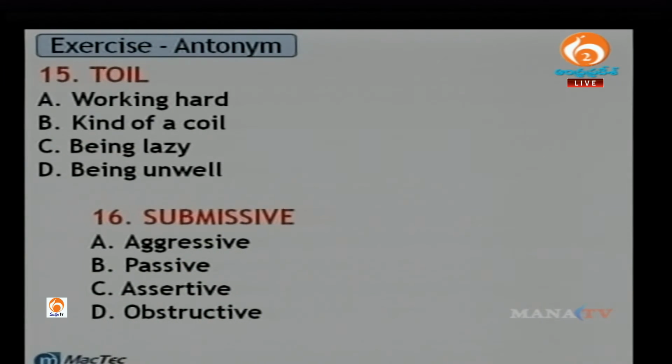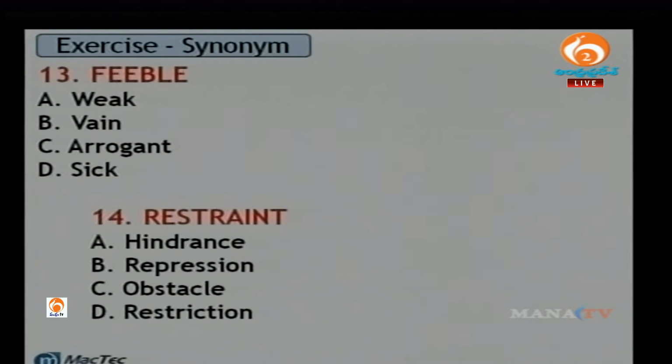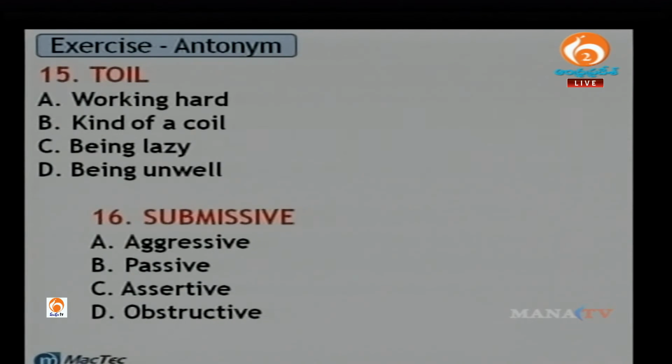All right. Moving on to question number 15, toil. Here you need to find the antonym. Earlier one we looked at the synonyms, similar words. Here we are looking at antonym. Antonym means opposite words. Toil means working hard, being lazy, being unwell. Toil basically means a person who is working hard, or the hard work is called toil. What is the opposite of hard work? Obviously it's C, being lazy. So C is the correct answer.